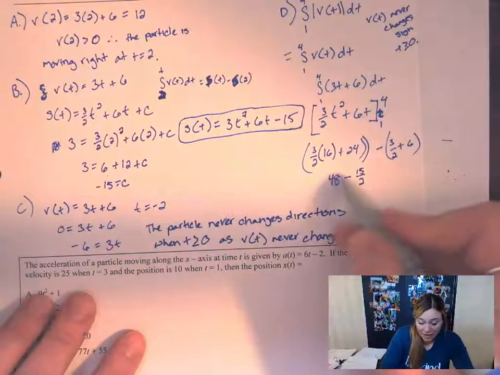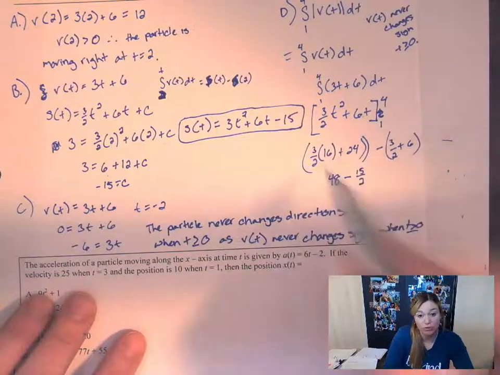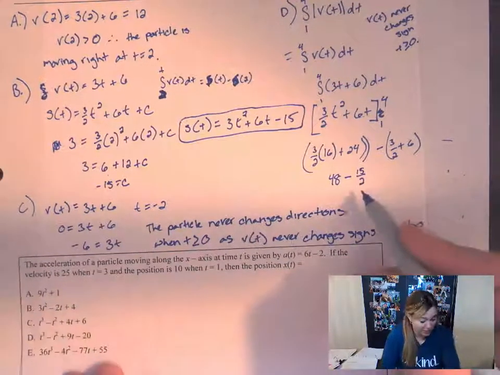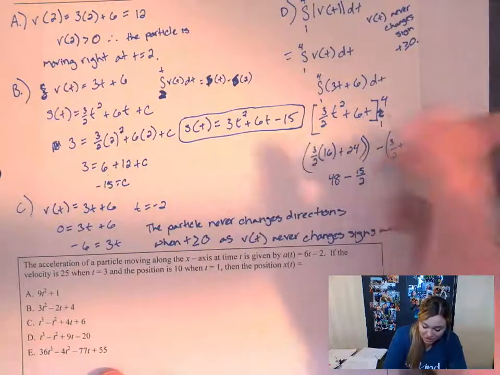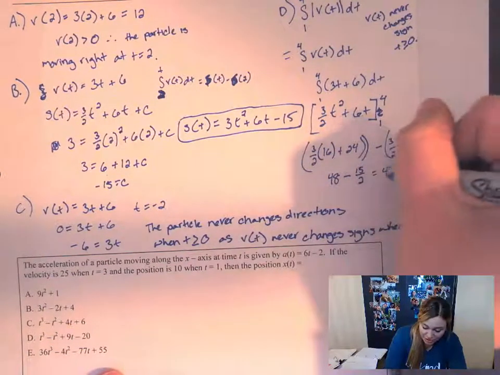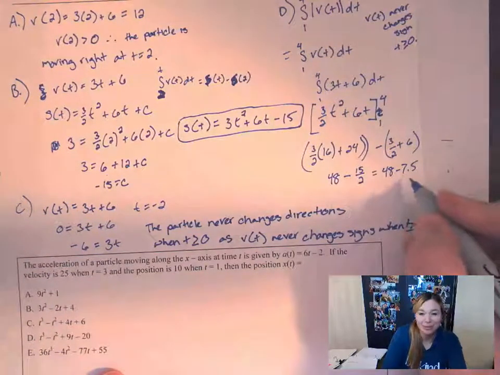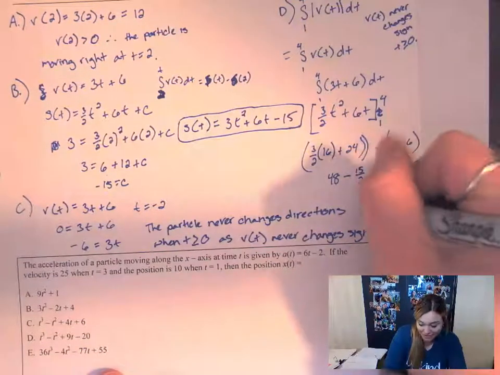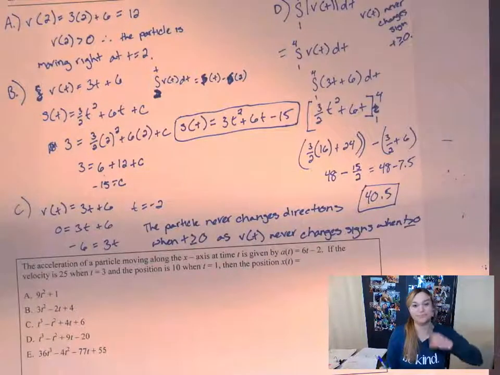By the way, you could leave your answer like this and just circle the whole thing. Anything that you can put in a scientific calculator on the AP exam is fine. But if I just keep going with this, 48 minus, and I know this is like 7.5. 48 minus 7 would be 41, minus a half would be 40.5. But if you wrote it as a fraction, that would be just fine too.